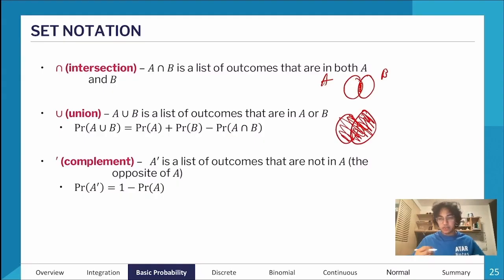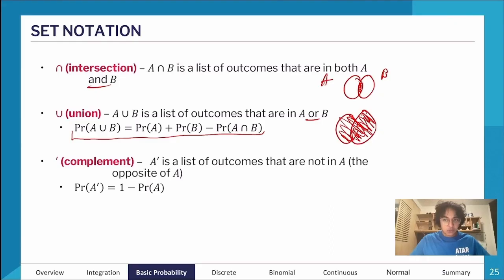It's good to think of intersection as an "and" statement, whereas union is an "or" statement. It's one or the other in union, or it has to be both of them together in intersection. With union, we have this really nifty rule that you can use to calculate what this is.